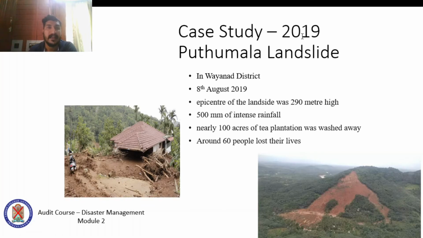In Puthumala, nearly 100 acres of tea plantation was washed away in the massive landslide, and around 60 people lost their lives. There were also many economic impacts. Based on the assessment of the Soil Conservation Department of the Wayanad district, around 25,000 hectares of area had lost the top fertile soil of 2 centimeters, which would severely affect the agriculture production. Nearly 40 hectares of land was affected by the landslip.